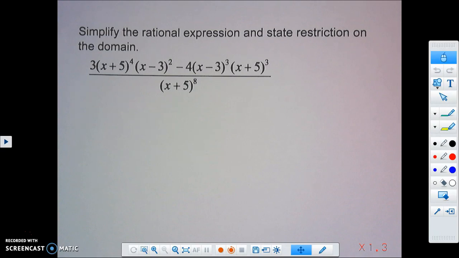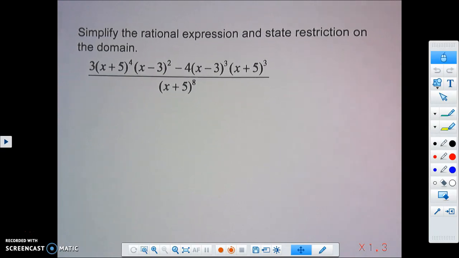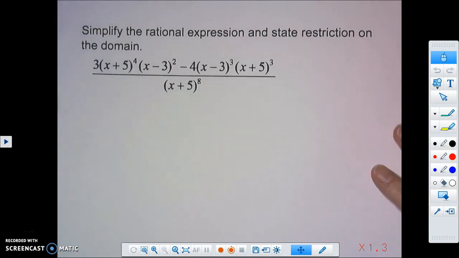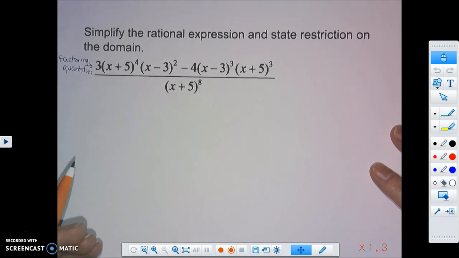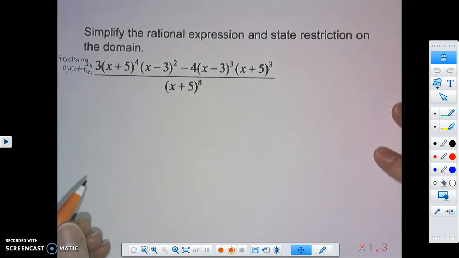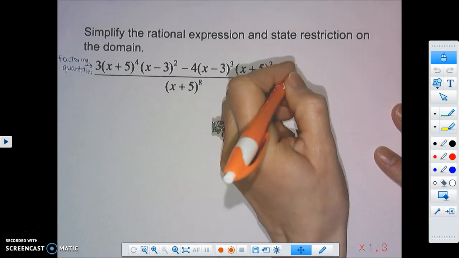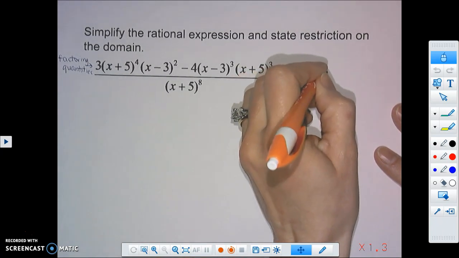Alright, let's look at another type of factoring that we have here. This was factoring quantities is what this was. So this numerator is factoring quantities, and that just means we have parentheses. Okay, so we're going to be looking at what those have in common. Alright, so just like we did before, we're going to work over here to factor our numerator.